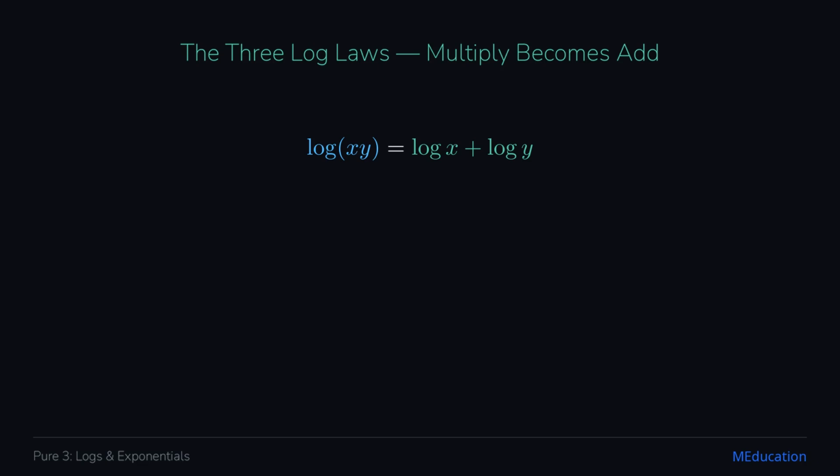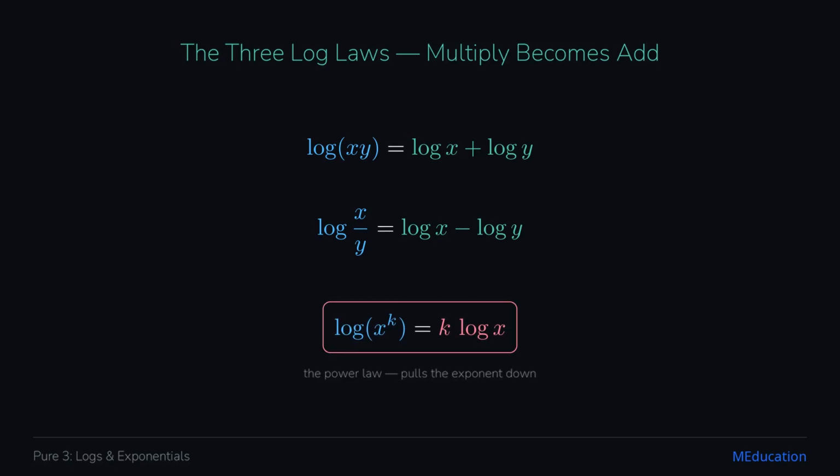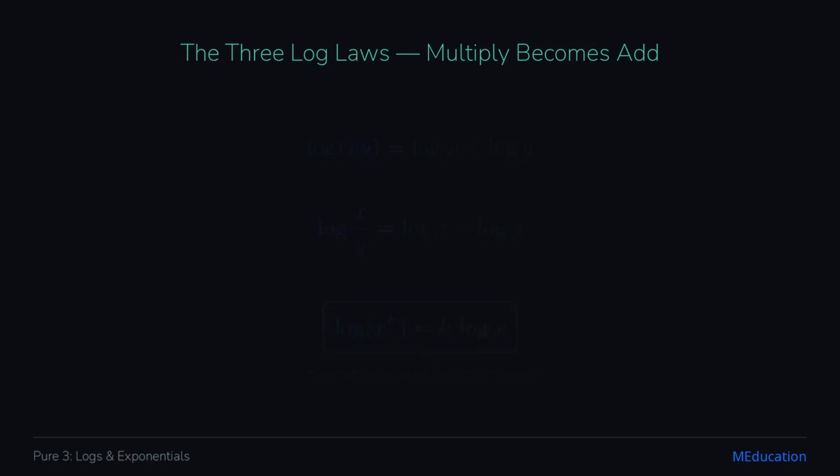Now the engine of the whole unit, 3 laws that demote arithmetic by 1 level. A log of a product becomes a sum of logs. A log of a quotient becomes a difference. And a log of a power pulls that power straight down to the front as a multiplier, which, finally, is how we free our trapped exponent.